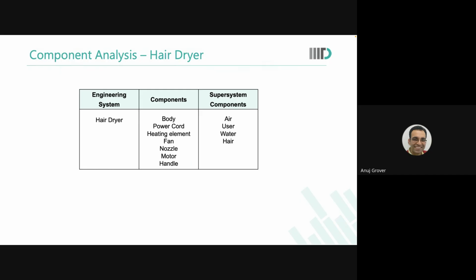Yes, but if you don't write water in the super system, then how will you make it the target? See, whatever is the target has to be a part of the super system. Okay, so one rule is target cannot be a component of the system. Target has to be a component of the super system.